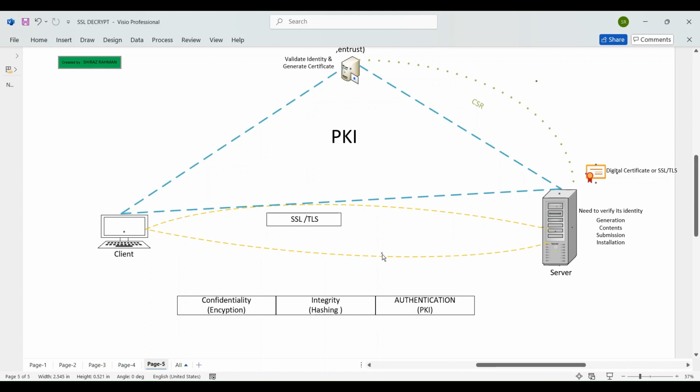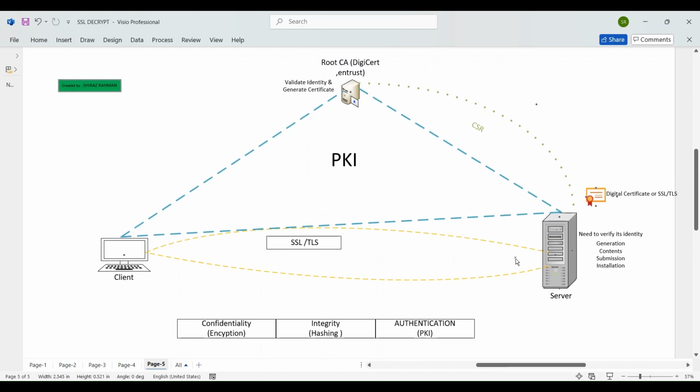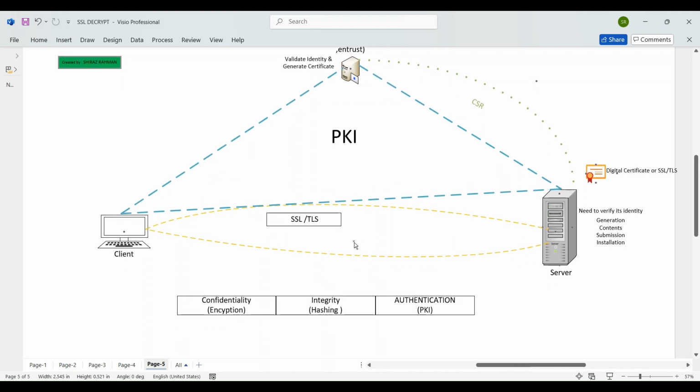In this video, we will talk more about PKI, or authentication. What is PKI? Integrity and confidentiality we will talk about some other day, in another video. So what is authentication or PKI, and why do we need SSL/TLS? SSL/TLS broadly depends on the three triads: confidentiality, integrity, authentication, CIA.